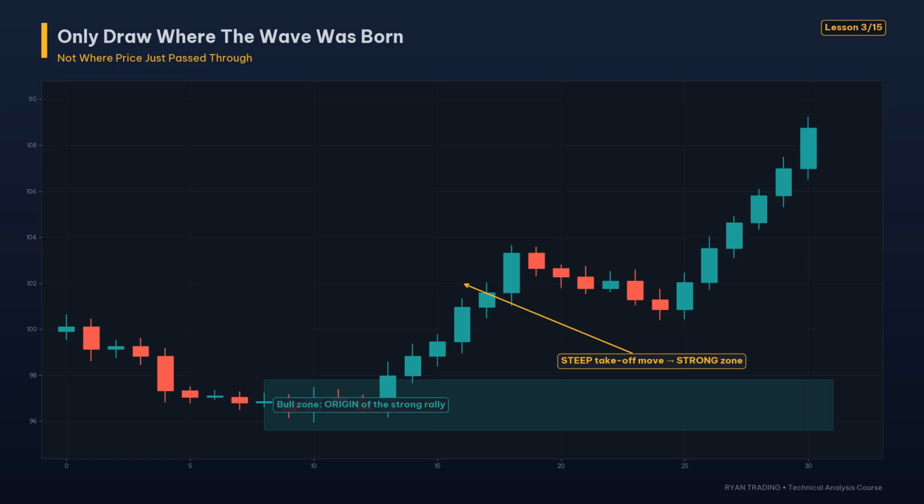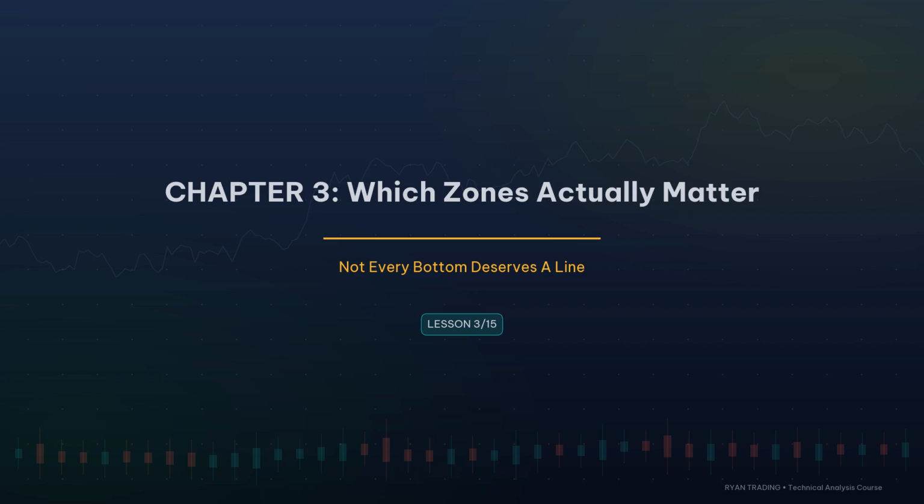Only draw a zone where a wave genuinely began, not where price simply passed through on its way somewhere else entirely. In a real uptrend like this, you only draw the single nearest bull zone below price, the spot most likely to hold if price pulls back. Chapter 3. Which zones actually matter.